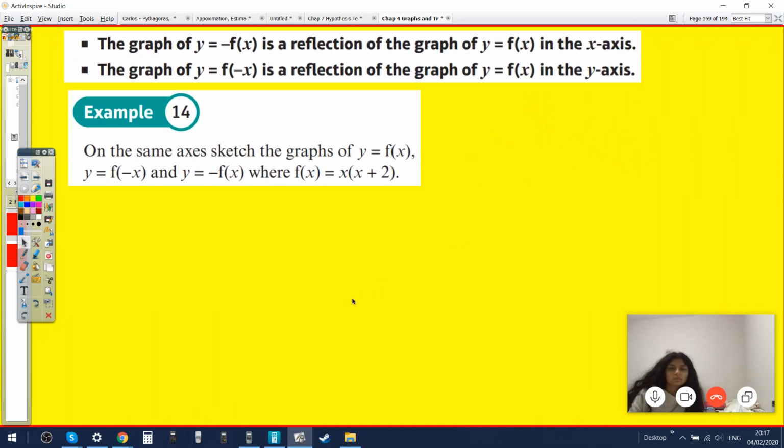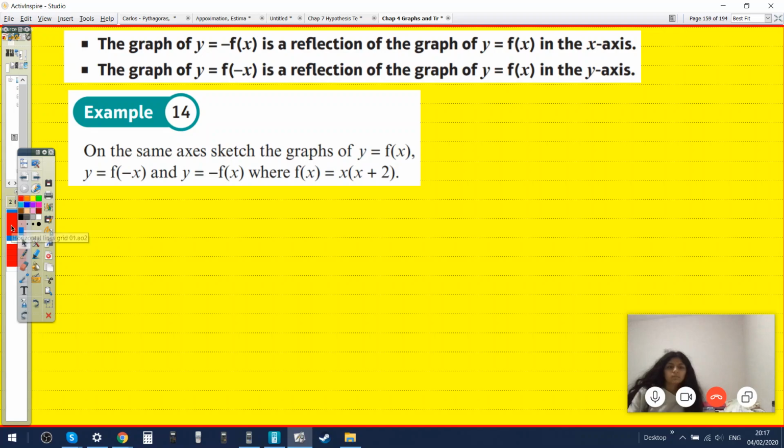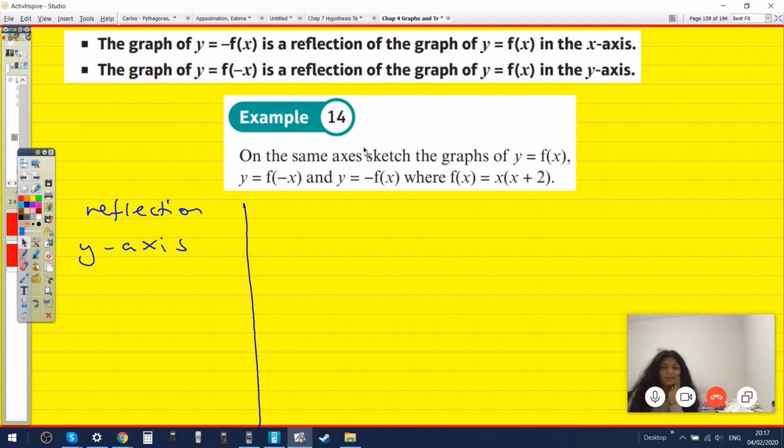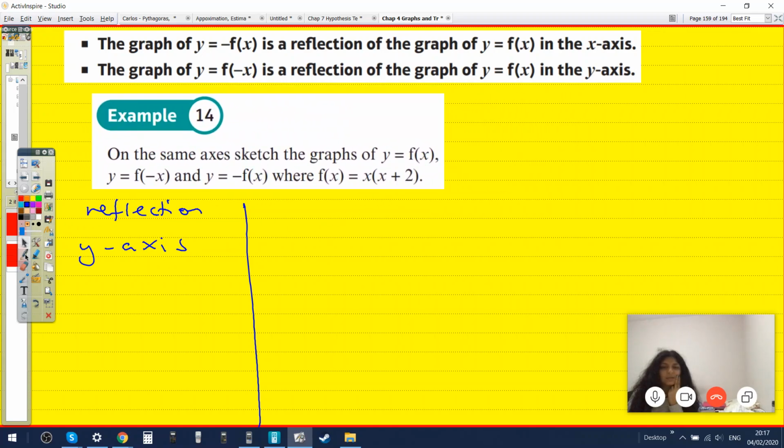Let's see. What would be the first one? Sorry, there it is. f(x) is that one. Okay, yeah, so it's a reflection in the y-axis. And the other one? Yeah, and so that's it.